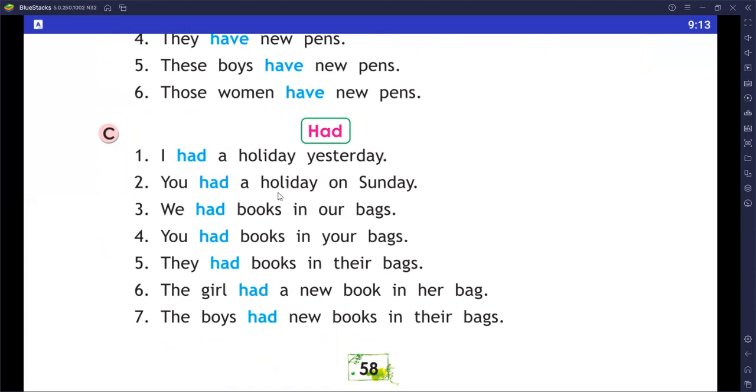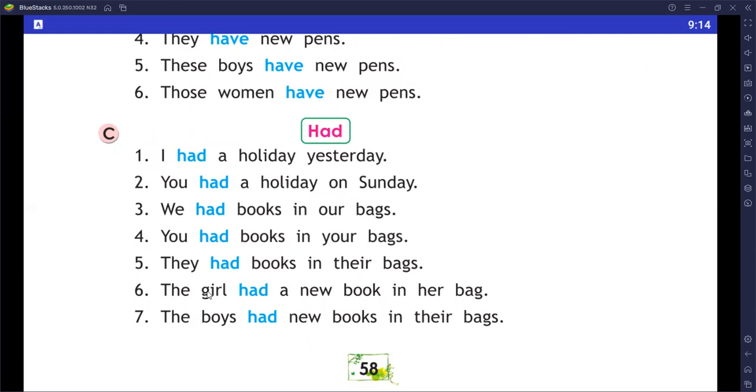You have a holiday on Sunday. We had books in our bags. You had books in your bags. They had books in their bags. The girl had a new book in her bag. The boys had new books in their bags.